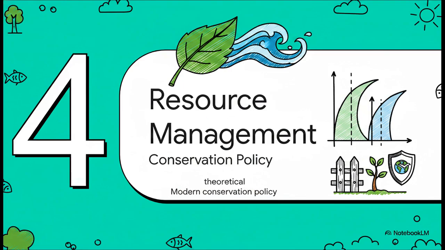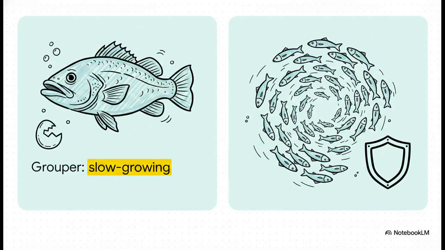All right, Section 4, managing our natural resources. Let's apply all this to the real world. Let's put you in the hot seat. Imagine you are a fisheries manager. You have to figure out exactly how many adult fish we can sustainably remove from the water each year. Well, the answer depends entirely on the fish's life history strategy.